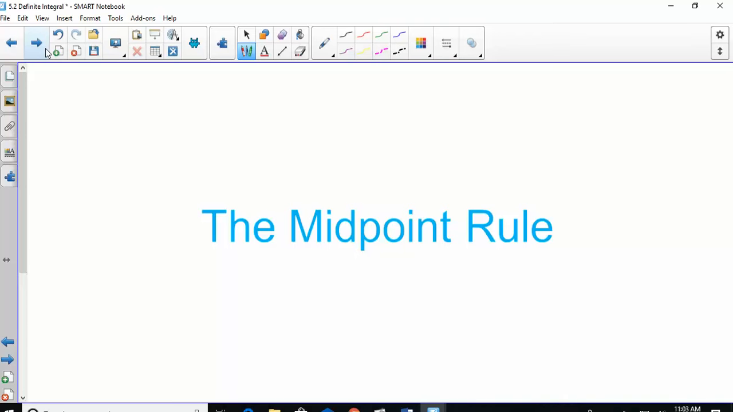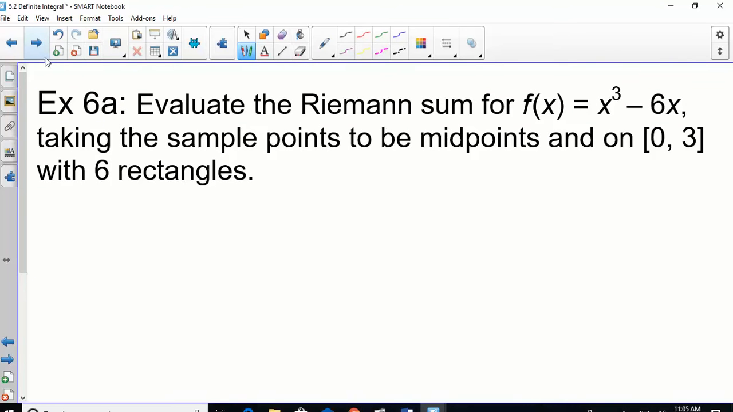The last piece that I want to talk about here is the midpoint rule. So let's look at an example. I want to find the Riemann sums for this equation, taking the sample points to be the midpoints on the interval 0 to 3 with 6 rectangles. So we are starting at 0, we are ending at 3. And we are dividing this thing into 6 rectangles along the way.